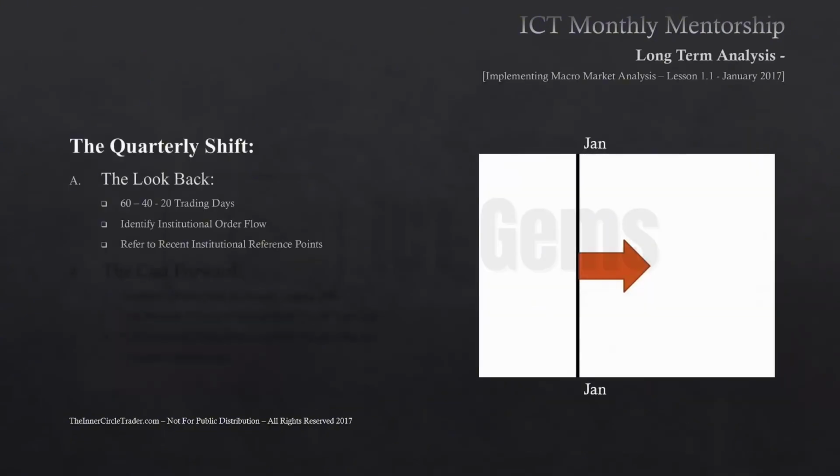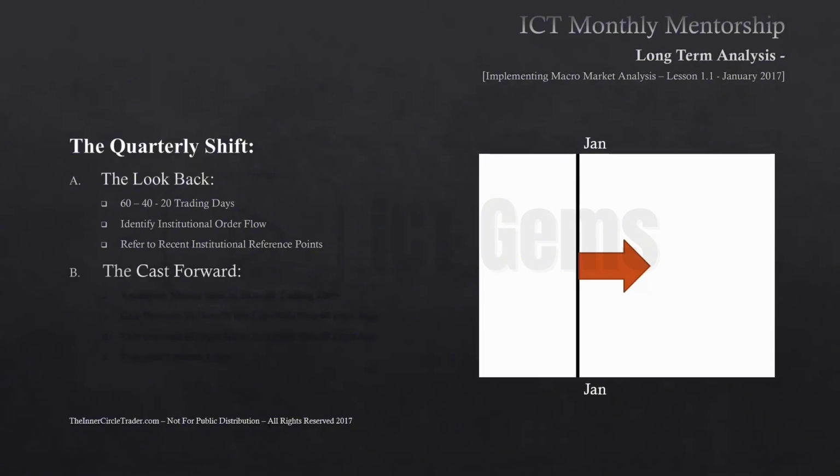Now, once you have your vertical line calibrated to the most recent market structure shift, and you've done the look back and defined all of the liquidity reference points on the 60, 40, and 20 last trading days to the left, and you identified institutional order flow and referred to all the recent institutional reference points that we've identified in brief listing, now you're going to be doing the cast forward.